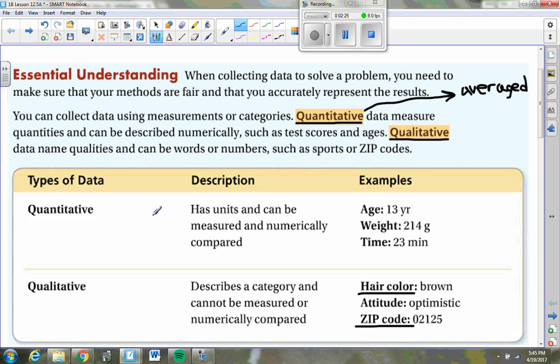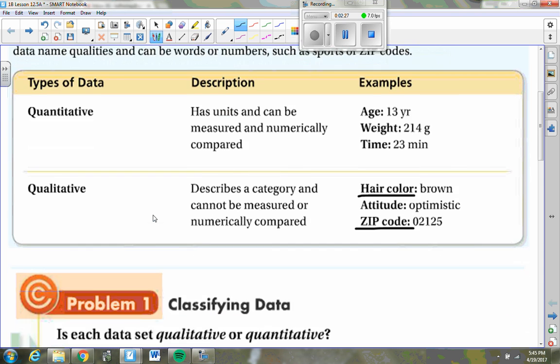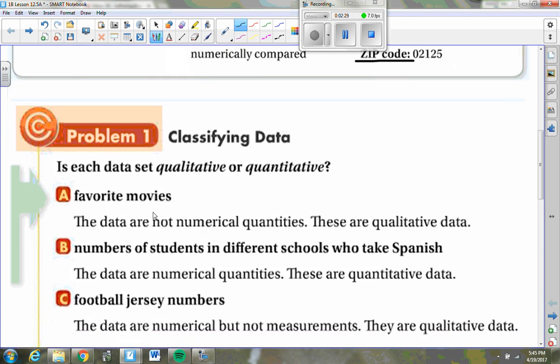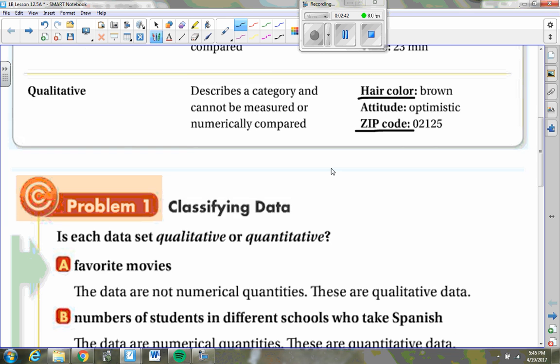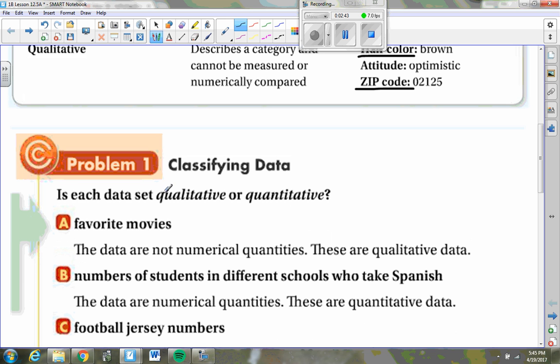So the first part of your practice problem set is going to involve looking at some different types of data and deciding, is this data set qualitative or quantitative? Quantitative means numbers that can be added, subtracted, averaged, and things like that. Qualitative means not numbers that can be averaged. These are categories of things. Quantitative, quantity, that's about number, amount, how many, things like that.